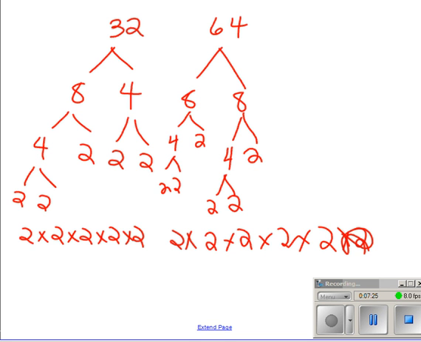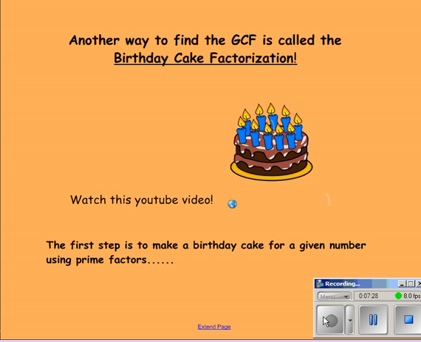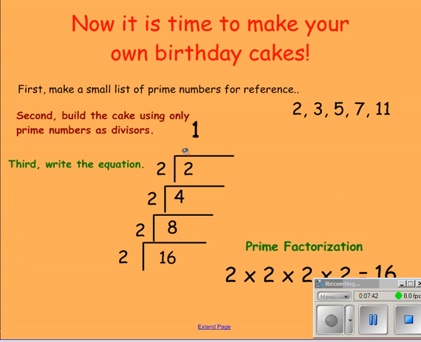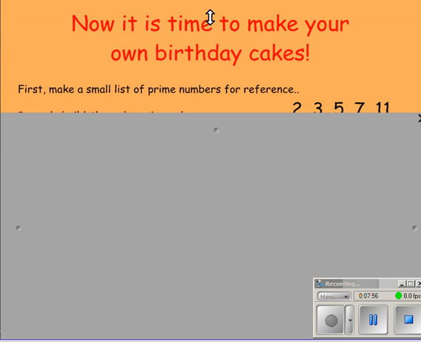All right, so our third method is birthday cake factorization. Now, this one is probably the newest for all of you. So the first step is to make a birthday cake for a given number using prime numbers. So first, you want to make a list of prime numbers. Before you start, you make a list of prime numbers: 2, 3, 5, 7, 11. Those are our initial prime numbers. Those are the ones you're probably going to use.